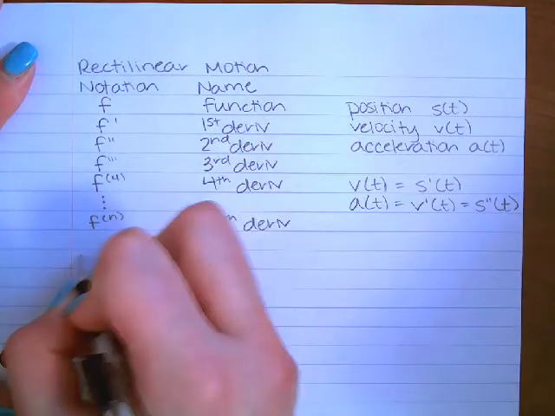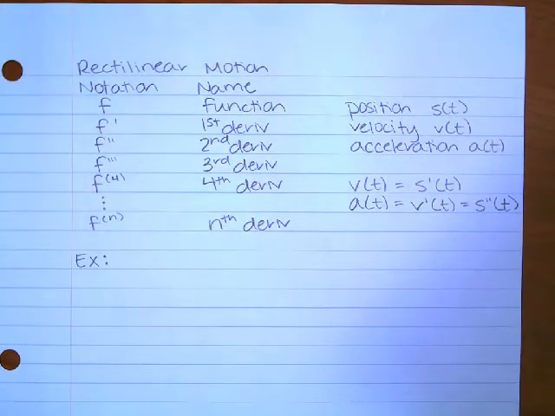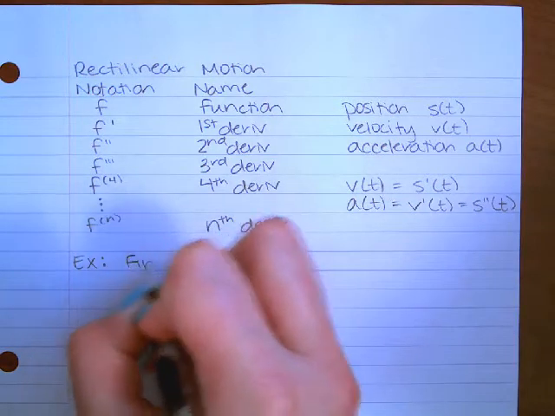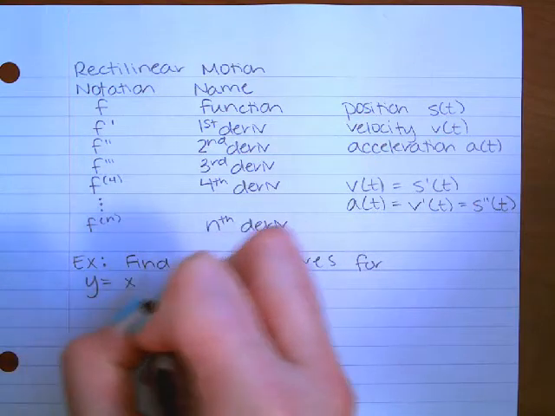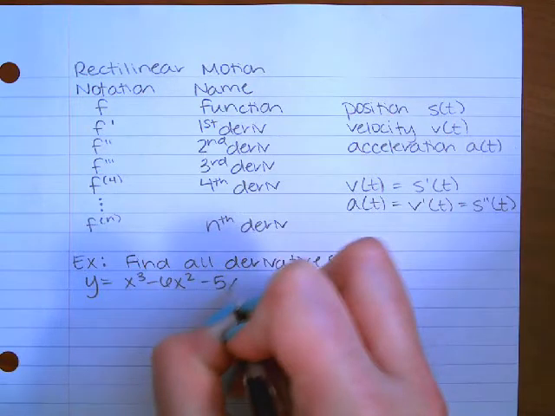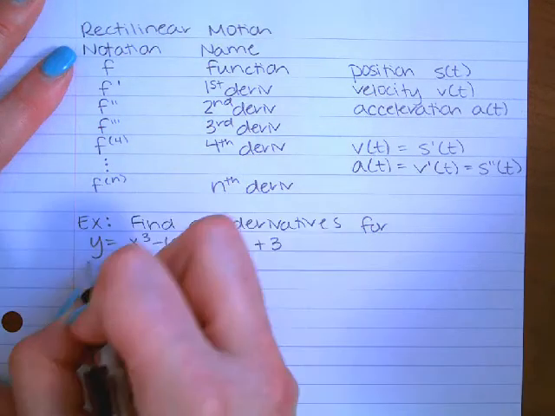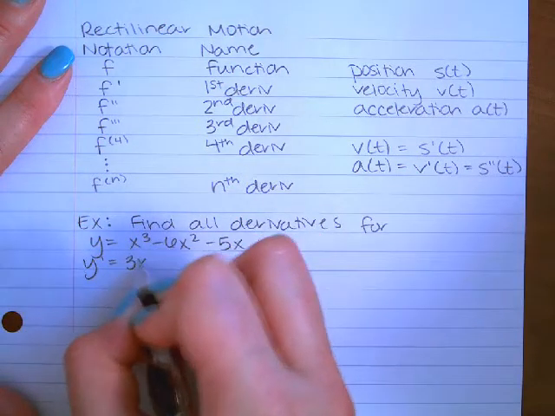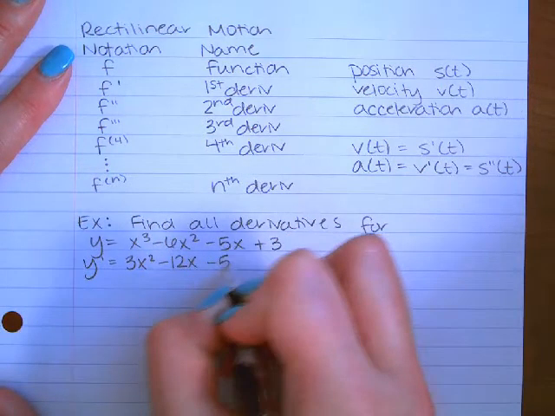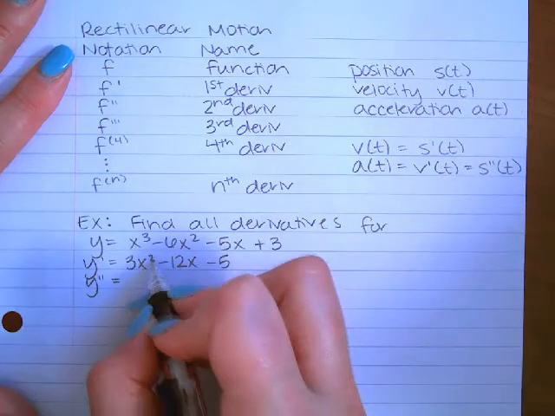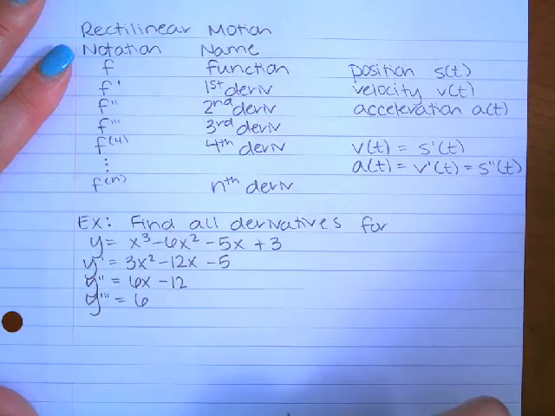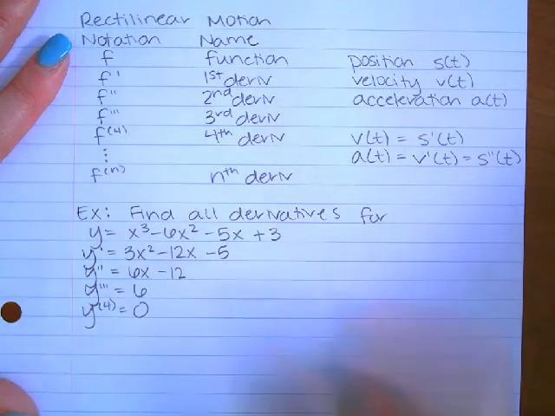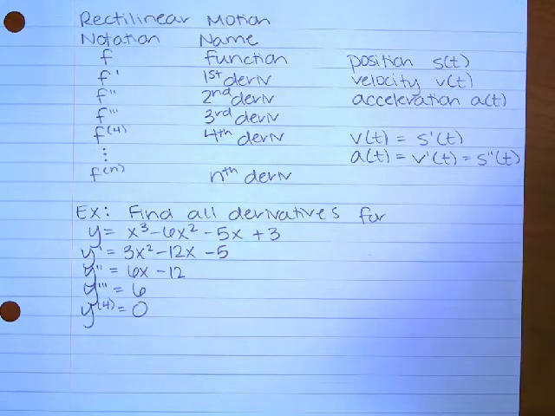Okay, before we go on to that though, I just want to do a general example using all this derivative notation. This example says find all derivatives for y equals x to the third minus 6x squared minus 5x plus 3. When it says find all derivatives, that means you keep finding derivatives until the function zeroes out. So y prime, our first derivative, is 3x squared minus 12x minus 5. Our second derivative, 2 times 3 is 6, 6x minus 12, the 5 zeroes out. Third derivative is just 6. And then the fourth derivative is where we stop, and that derivative equals 0. So that's us writing out all the derivatives for that problem.